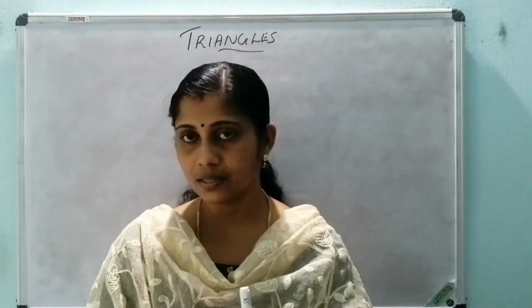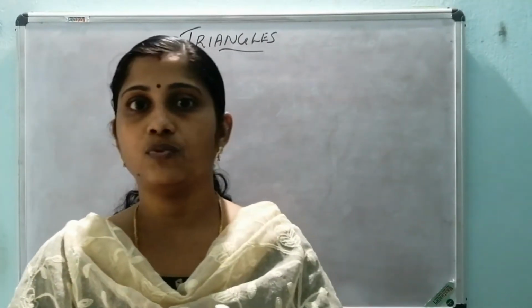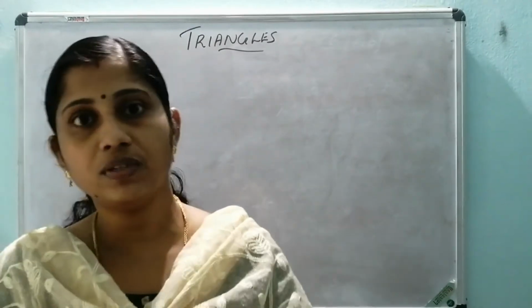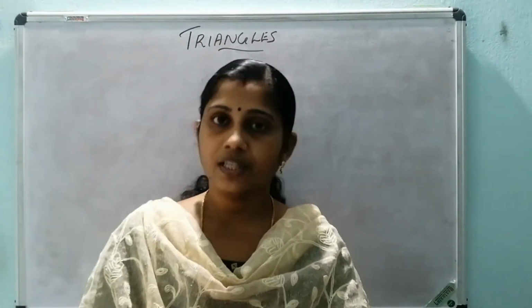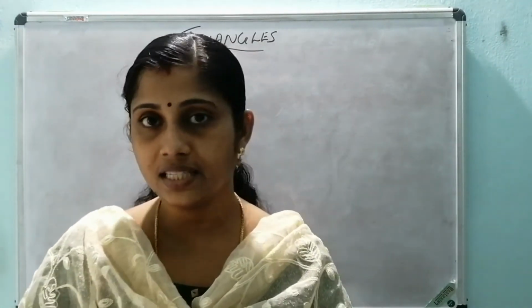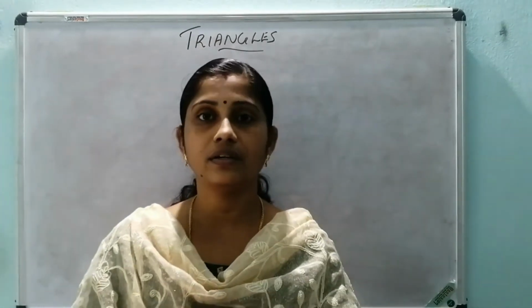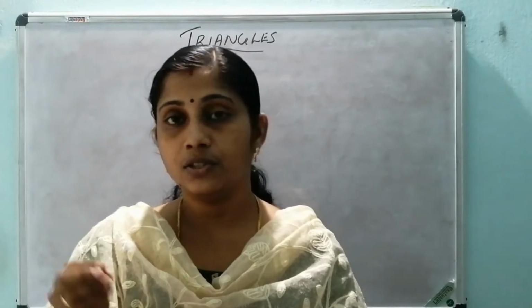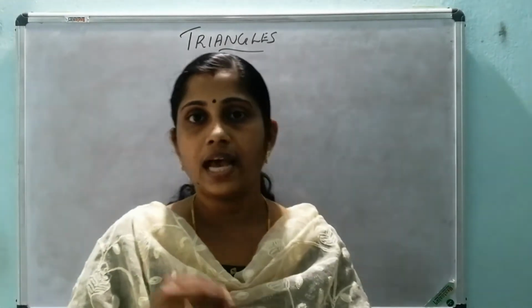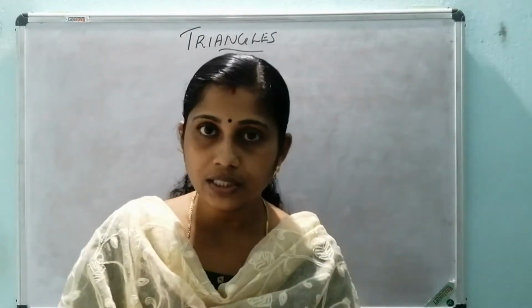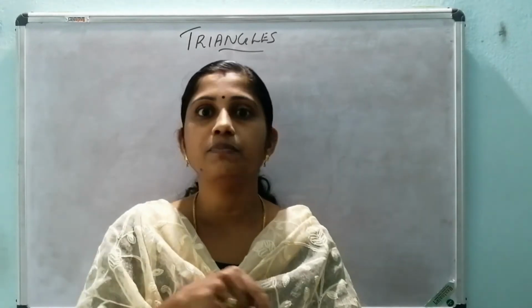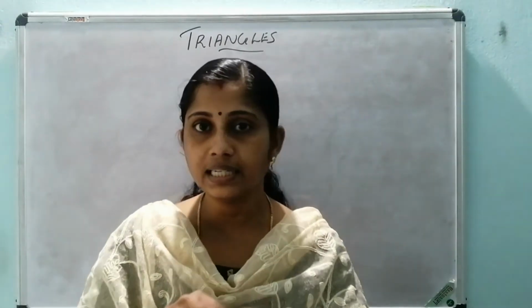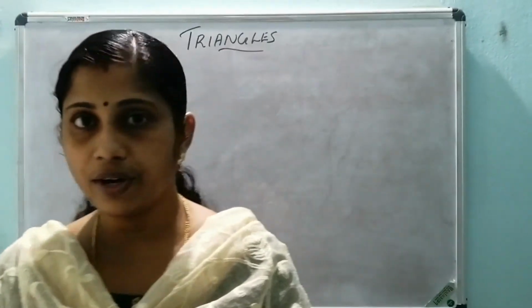Congruent figures means, when we place one figure over the other, if the figures completely cover each other, then those figures are called congruent figures. For example, if we draw two circles with the same radius, and place one circle over the other, and the circles cover each other perfectly, then they are called congruent figures.